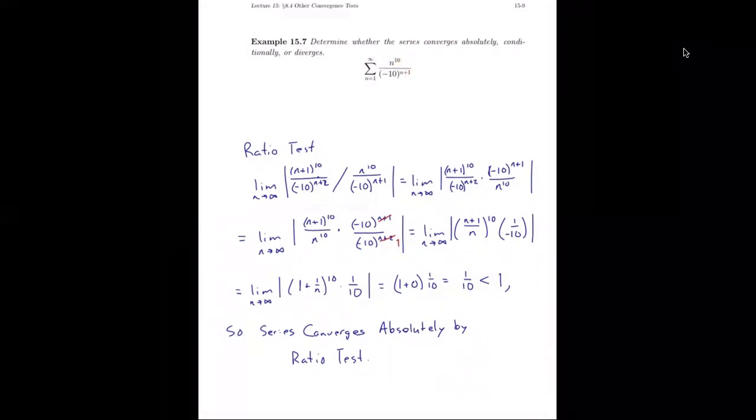With the ratio test, we write down n plus 1. So everywhere there's an n in this expression, we put n plus 1. So n to the 10th becomes n plus 1 to the 10th.